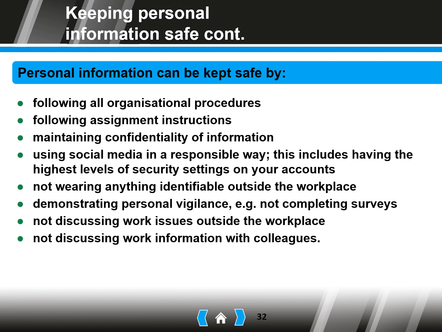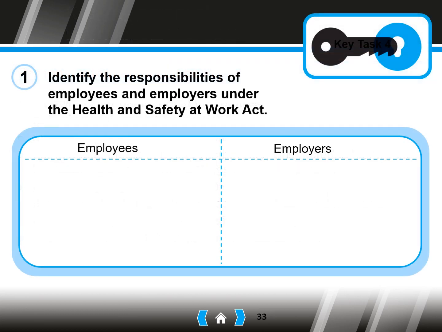This includes having the highest levels of security settings on your accounts, not wearing anything identifiable outside the workplace, demonstrating personal vigilance, for example, not completing surveys, not discussing work issues outside the workplace, and not discussing work information with, it says colleagues, but really it's family, friends. You wouldn't discuss anything related to your job outside the workplace.